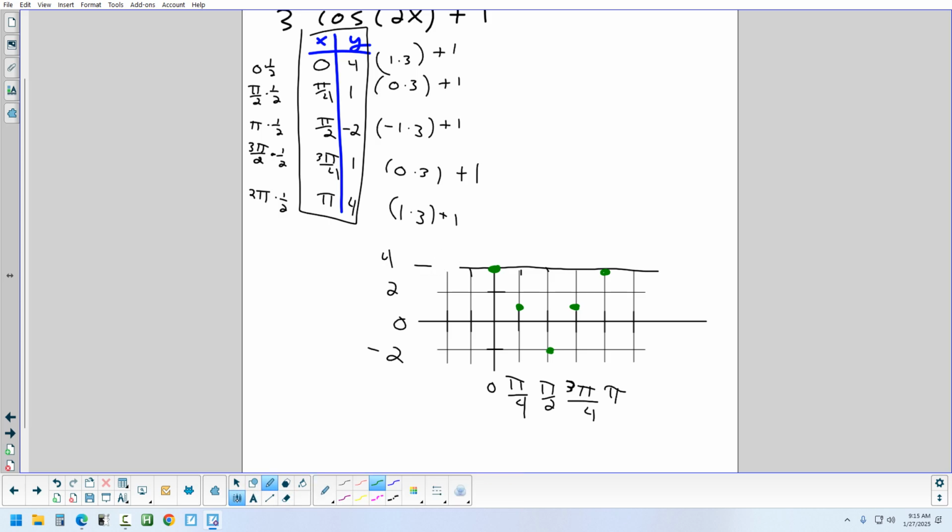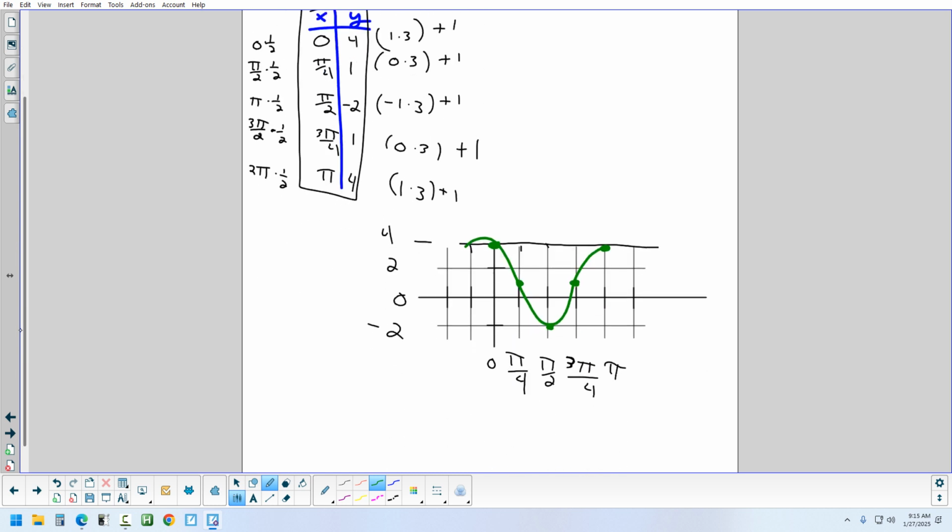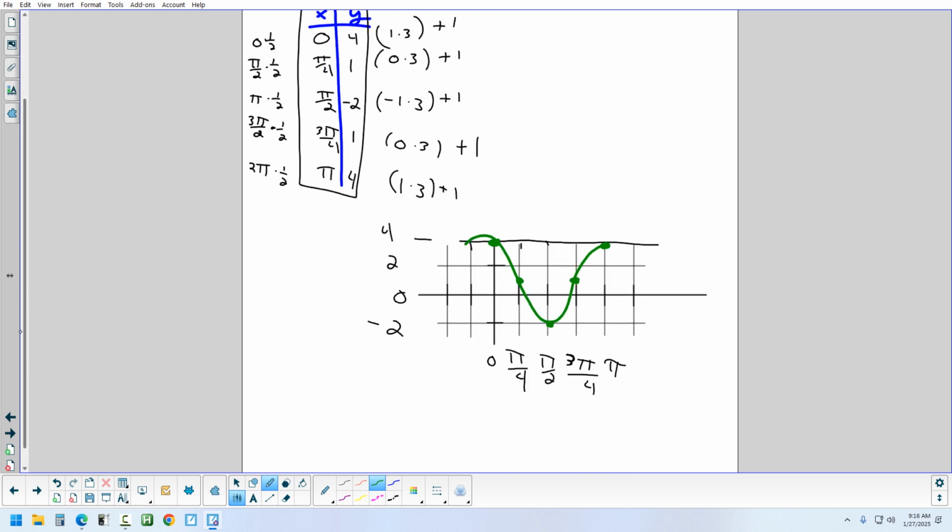All right, and make your sketch. Okay, remember, the dots look like a V, but remember it's part of a curve. Just like that. All right. Any question on that one? So that's we did a 2 transformation. That's a 3 transformation.